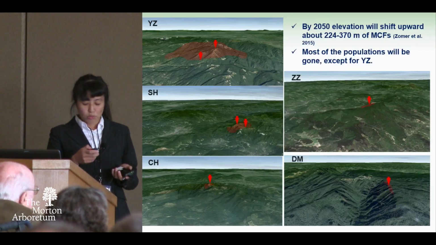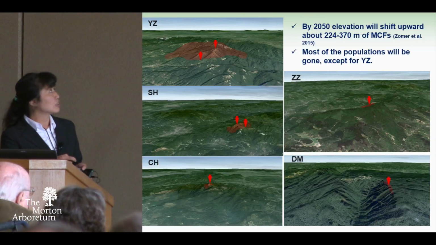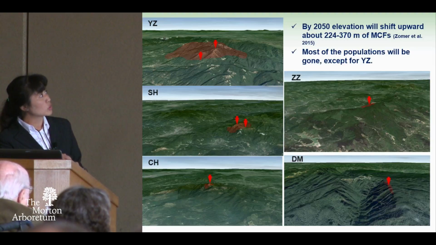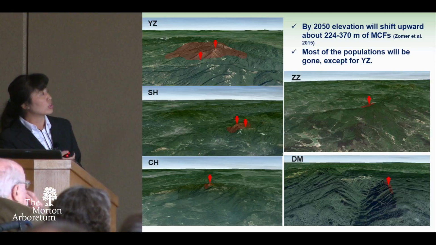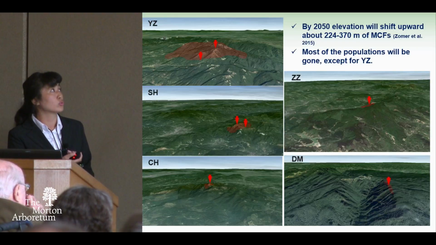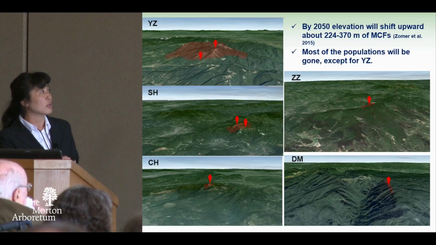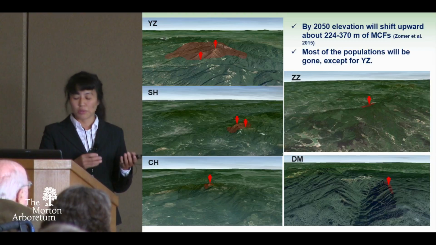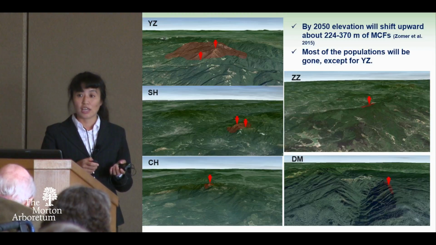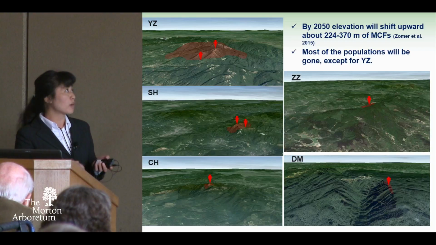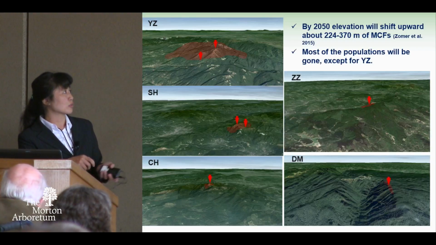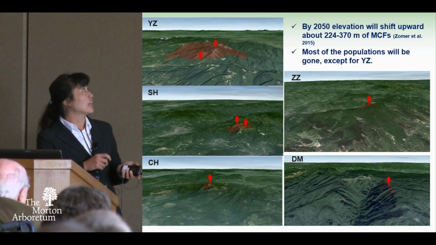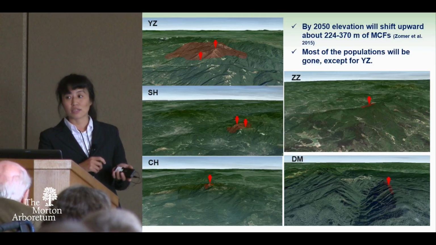So when we go back to look at the habitats a little bit, based on the future prediction, that literature assessed the future climate change to 2050, and it's predicted that the mountain cloud forest will move upward about 200 meters in the next 50 years. So look at those habitats: those populations have nowhere to go, so they will probably go extinct. And the only population with a good chance to survive is this one.